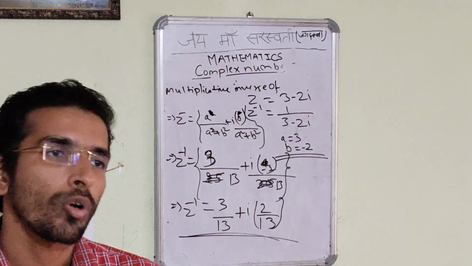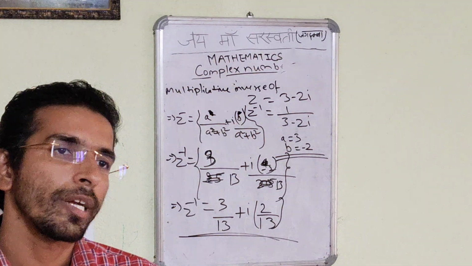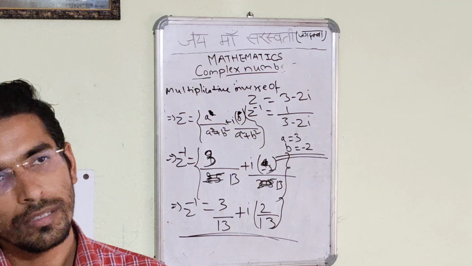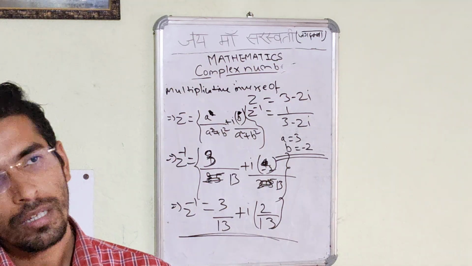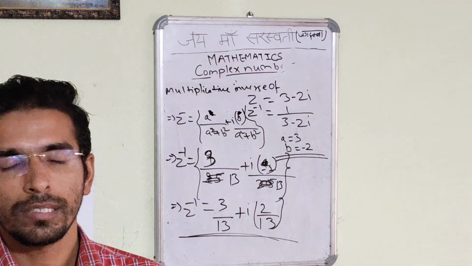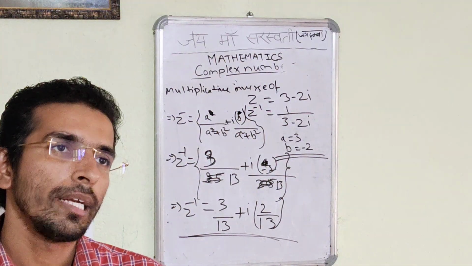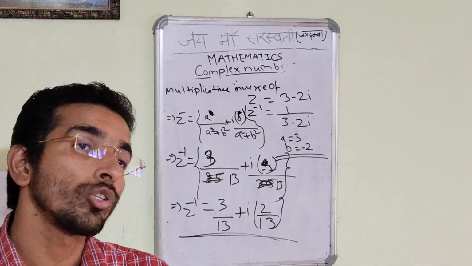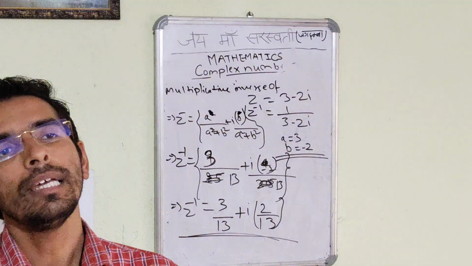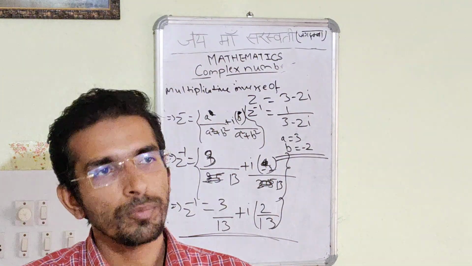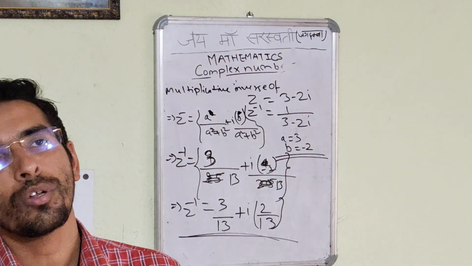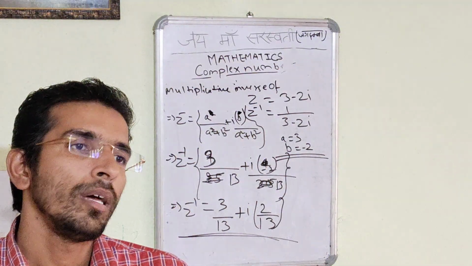Coming to the conjugate of the complex number, we had seen that the conjugate is defined as the changing of the sign. Suppose z is equal to a plus ib. If we have to find the conjugate of the complex number, we can write z bar is equal to a minus ib. That is basically the definition of the conjugate of the complex number.